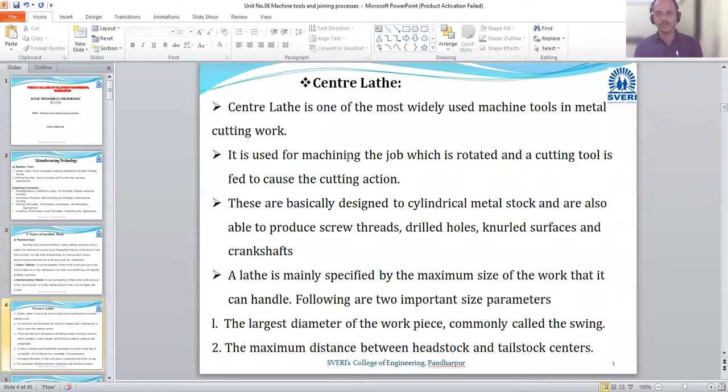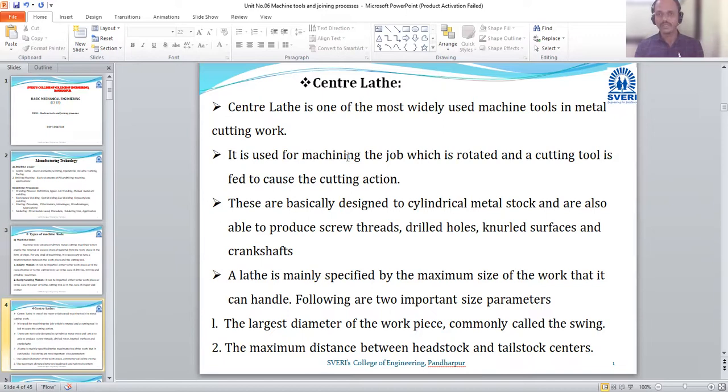Now lathe machine or center lathe machine, but simply we call it lathe machine. Lathe machine is a very, very old version of a manufacturing machine or machine tool. This machine tool comes under the rotary motion, where the workpiece is held and rotated and the cutting tool is in stationary condition. When we have to remove the excess material of the workpiece, we give feed with the help of the cutting tool.